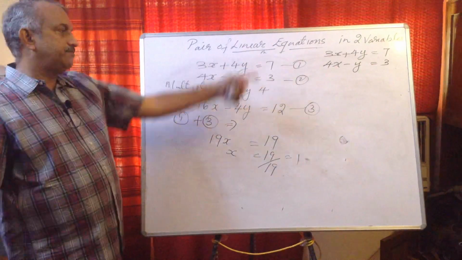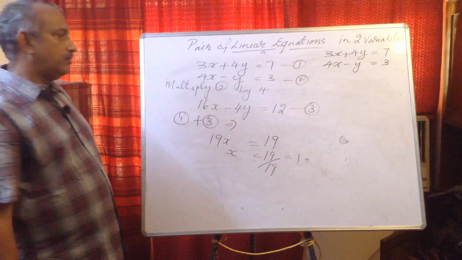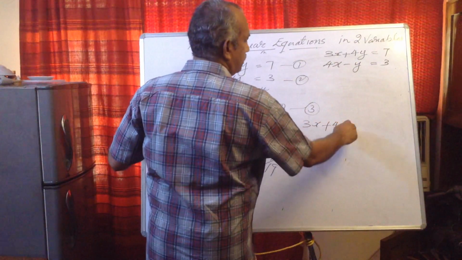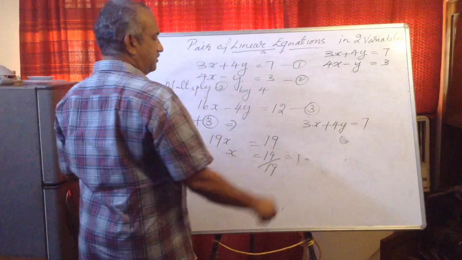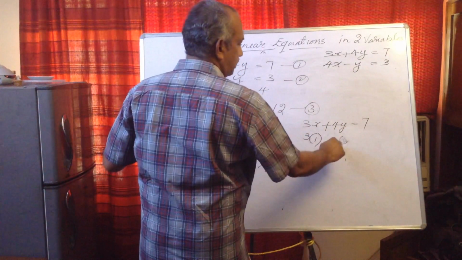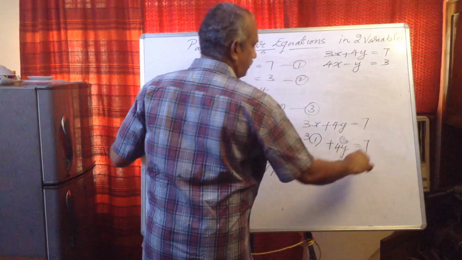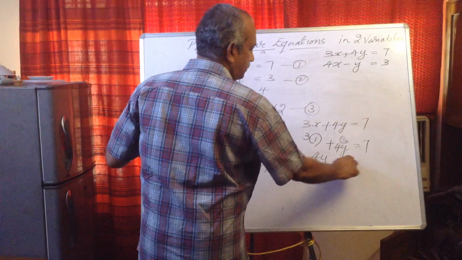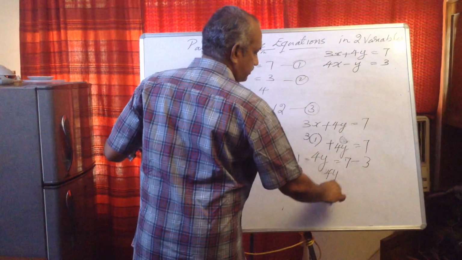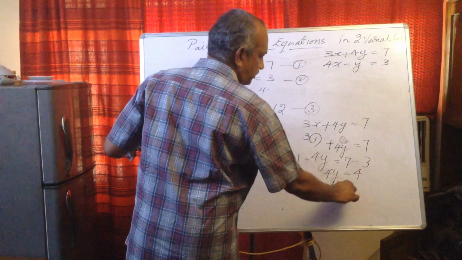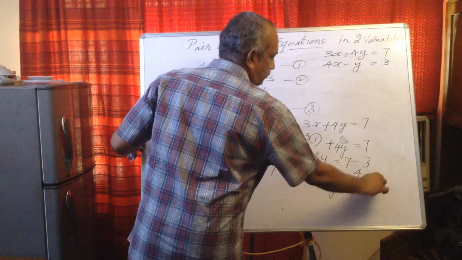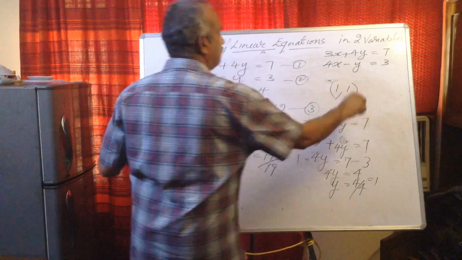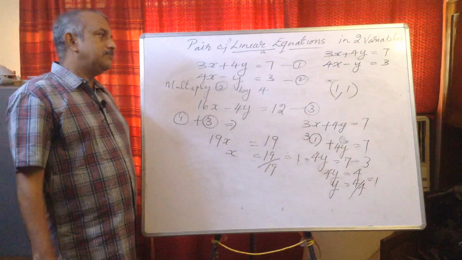Now put in any one of the equations. Again you will get y also 1 only. See, 3x plus 4y is equal to 7. We got x is equal to 1. 3 into 1 plus 4y is equal to 7. Now 3 I am taking to the other side. 4y is equal to 7 minus 3. 4y is equal to 4. y is equal to 4 upon 4 is equal to 1. So solution is 1, 1 again by elimination method.